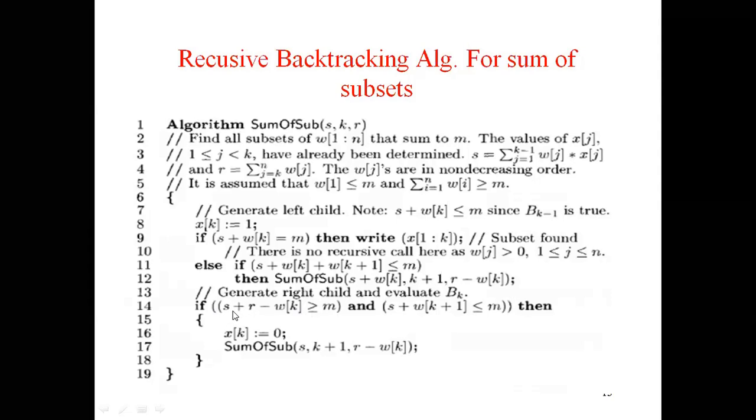So again check the condition: s plus r minus w of k greater than or equal to m, and s plus w of k plus 1 less than or equal to m. These are the two conditions that should be satisfied. Then x of k is equal to 0. Sum of subsets, again you are calling the same function. That is a recursive call, calling the same function again with the arguments s, comma k plus 1, comma r minus w of k. Okay, this is the recursive algorithm for the sum of subsets problem.